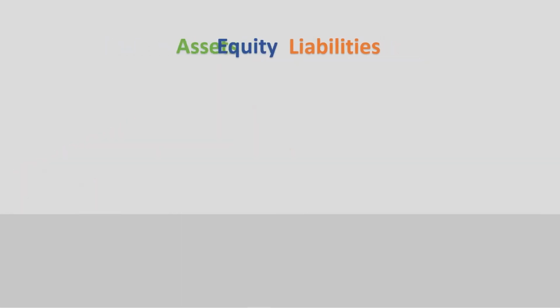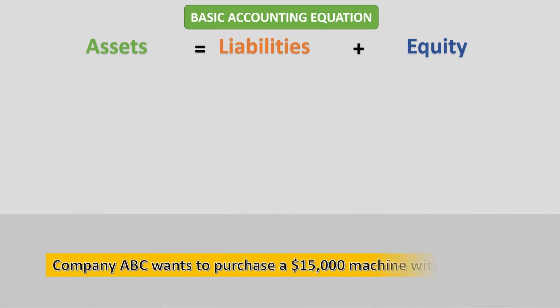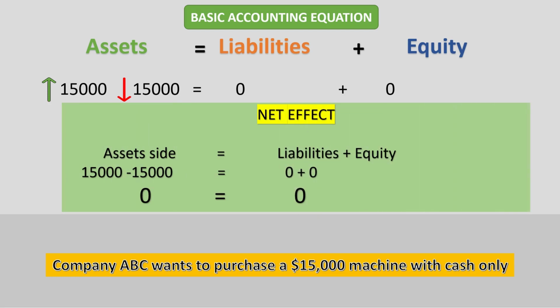Let's look at some examples of transactions to demonstrate how they affect the accounting equation. Purchasing equipment using cash. Company ABC wants to purchase a $15,000 machine with cash only. This transaction results in a debit to equipment, an increase of $15,000, and a credit to cash, a decrease of $15,000. The result looks like this. As you can see, the overall accounting equation is balanced. A transaction like this affects only the assets of the equation, and there is no corresponding effect in liabilities or shareholder equity on the right side of the equation.